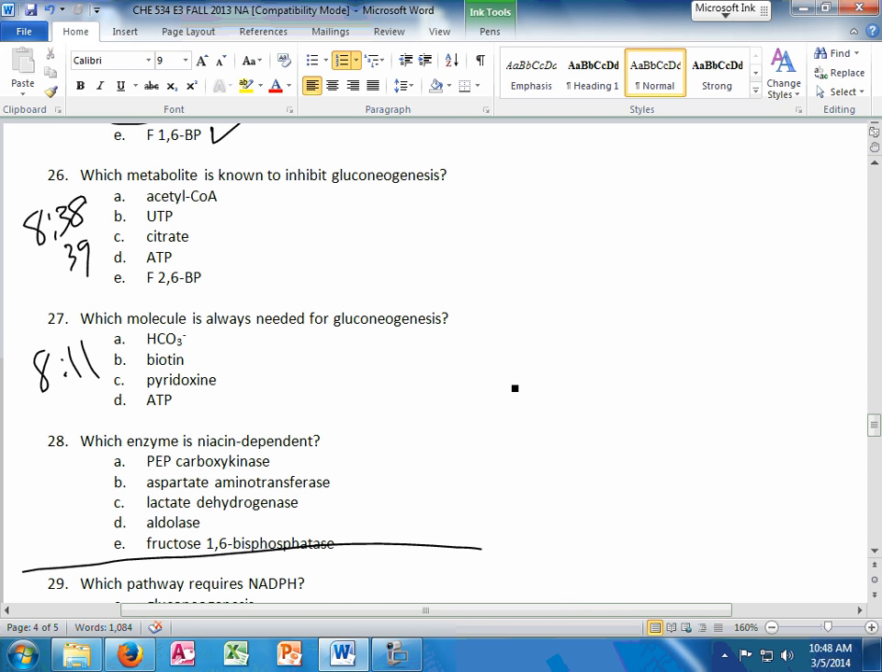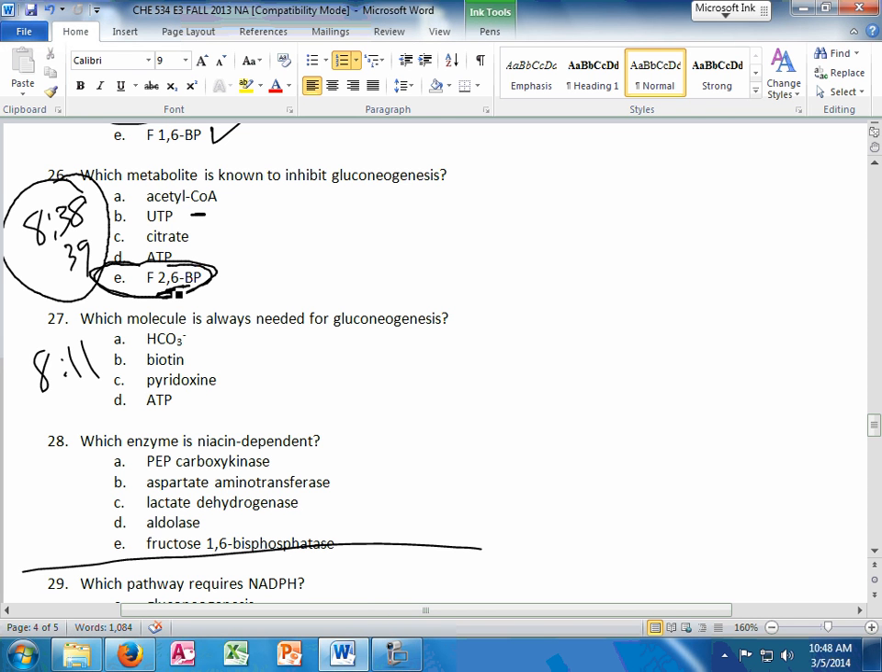This molecule is known to inhibit gluconeogenesis. Another regulation question here. This should pop out as being that potent activator of glycolysis, step 3 of glycolysis. So all of these other ones are activators of gluconeogenesis, I believe. Review the regulation slides. I'm not totally sure about UTP, if that has anything to do with it. But this is on both of those slides.